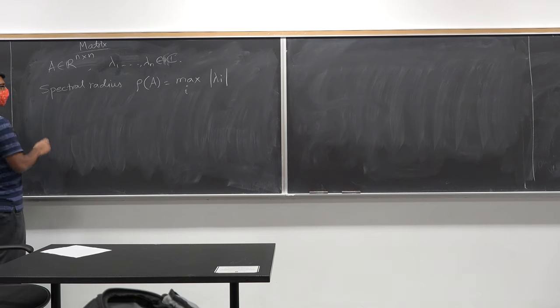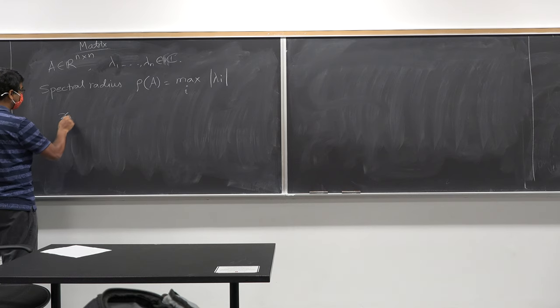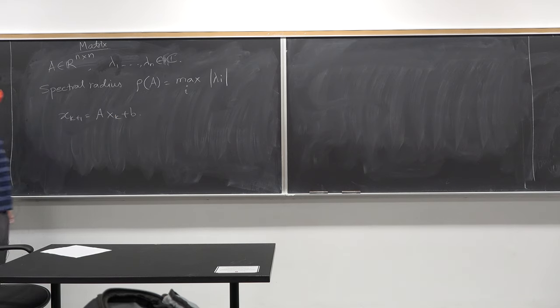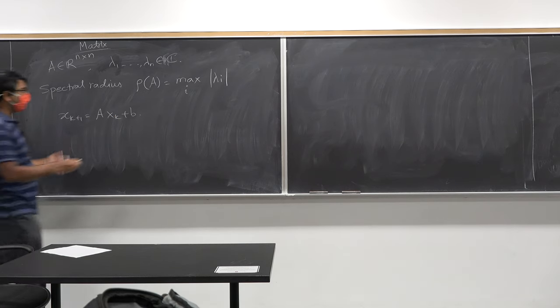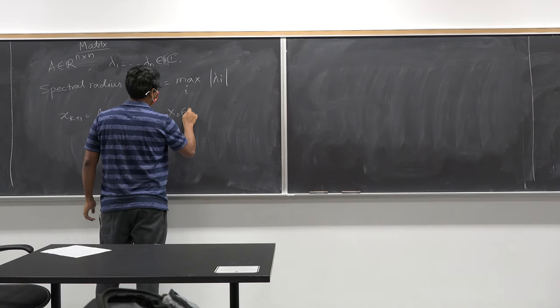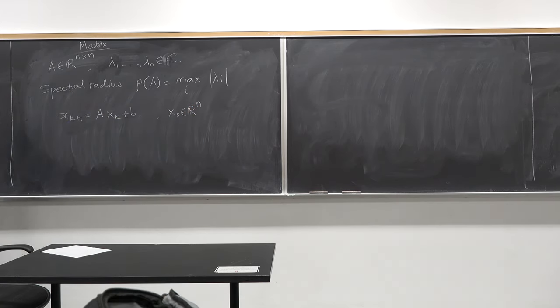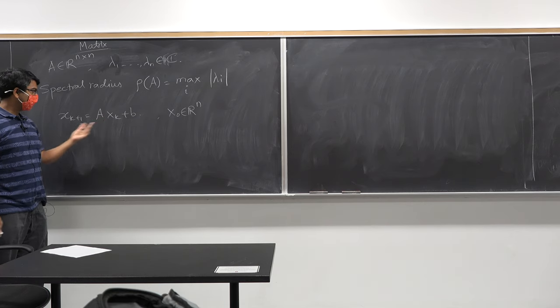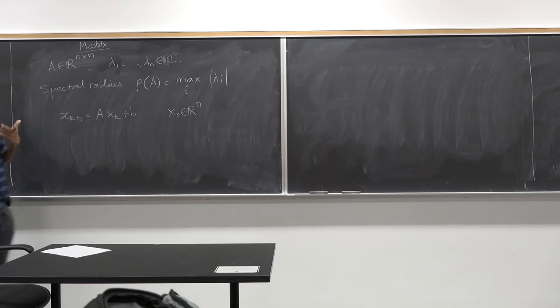Okay. So here is a result that is good to know. Let's consider an iteration x k plus 1 equals A x k plus b. I get a sequence, where x naught is some vector in R n. I start from some vector, multiply it by A, add b, get the second vector x1, do the same thing, I get x2, do the same thing, I get x3. So I've generated a sequence out of thin air.